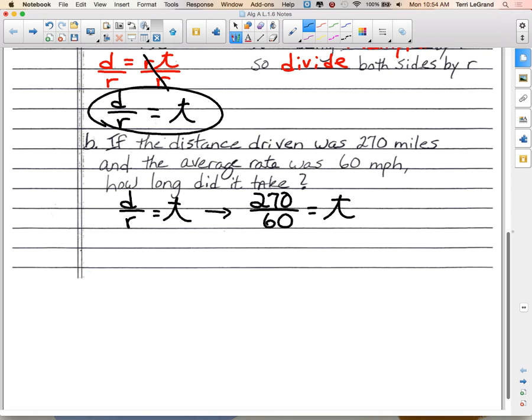So T equals 4.5. Now, here's the kind of tricky part. We have to make sure we know which label to give it. Distance in this problem is measured in what? Miles. The rate was measured in miles per hour, so what's our time going to be measured in? Hours, yeah, it's 4.5 hours.